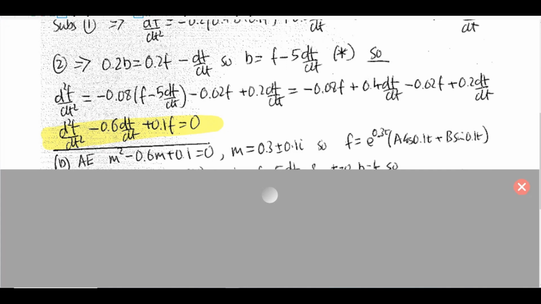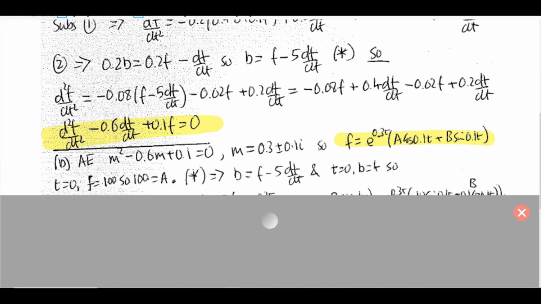If you solve this, the auxiliary equation is m squared minus 0.6m plus 0.1. If you solve that on your calculator, it will have complex roots of the form p plus or minus qi. The roots are m is 0.3 plus or minus 0.1i, which means here is the general solution for f, the one that's got trig in it: e to the 0.3t brackets a cos 0.1t plus b sine 0.1t.